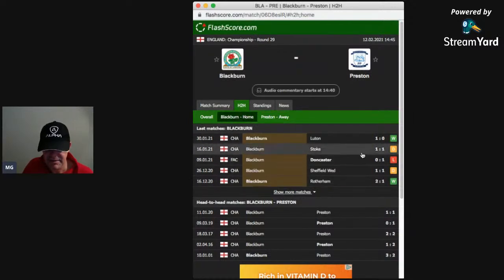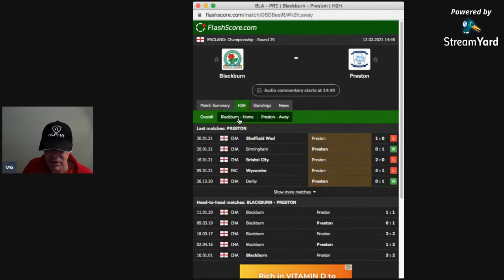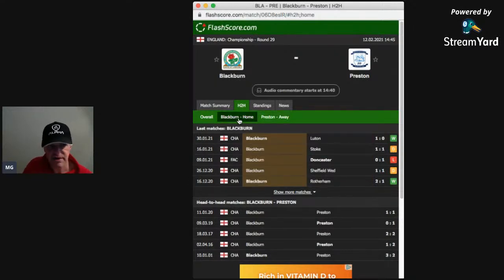Blackburn's averaging 1 goal per game. Preston's averaging less than 1 goal per game. So this definitely leans towards a draw, and depending on line movement, I would make that decision.